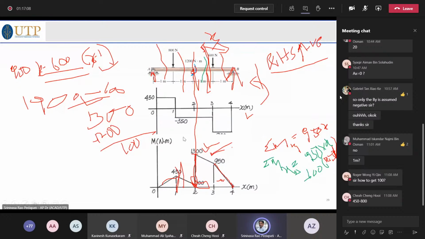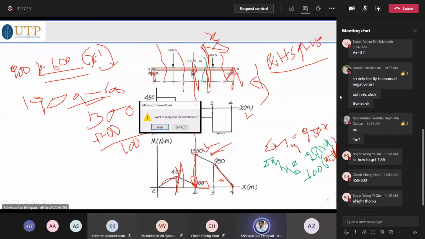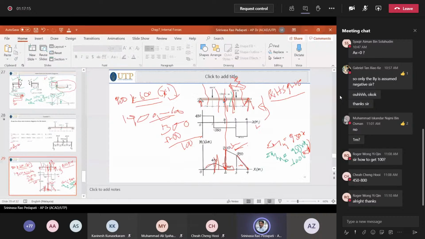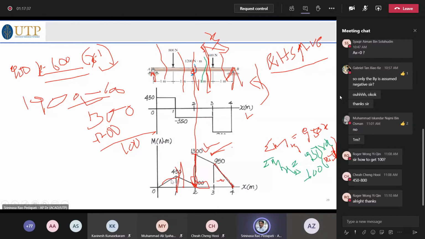That is the answer to Mr. Who is asking? So, yeah, Mr. Roger, yes. So that is how we get this. 450 minus 800. Mr. Che, what is your doubt? 450 minus 800, what is that? Maybe his doubt is also the same.